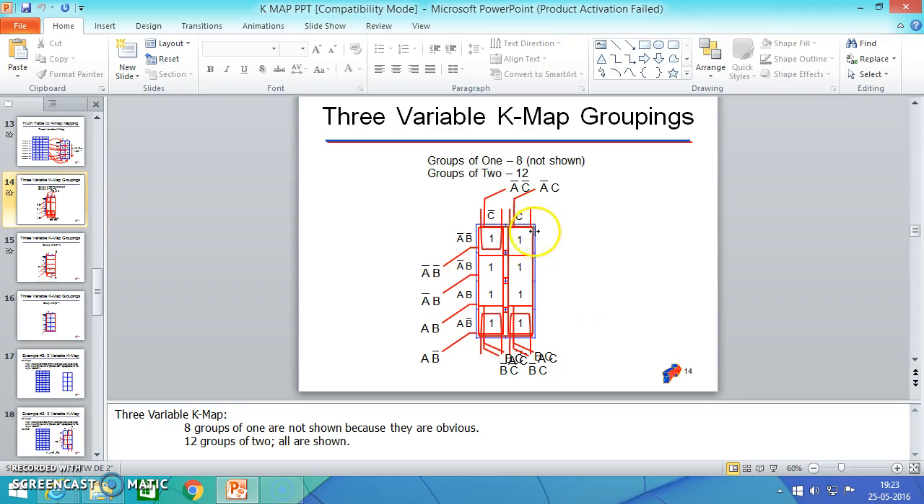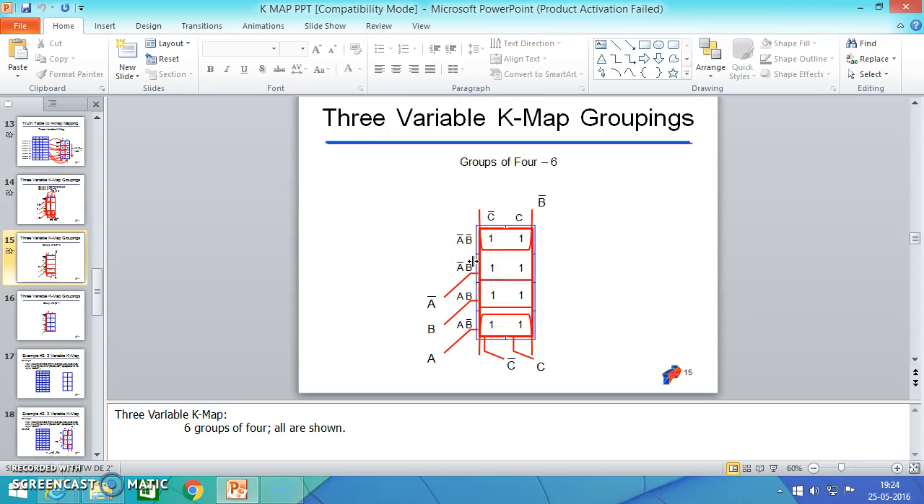We can see, if all ones are there, suppose for an input table, then we can make quads, that is a group of 4. This is 1, this is 1, third one, and this side, and this side, 4 ones. So for all these quads, 2 variables are reduced and only 2 are remaining, A bar B bar, A bar, in this way.